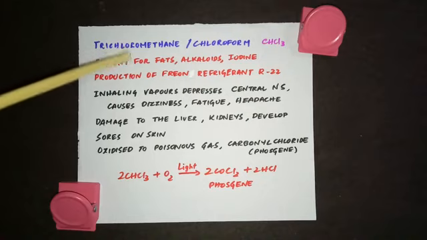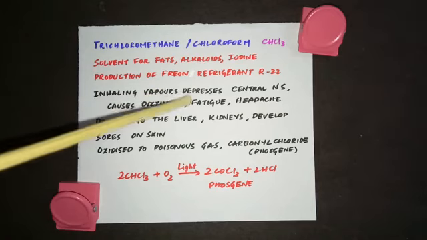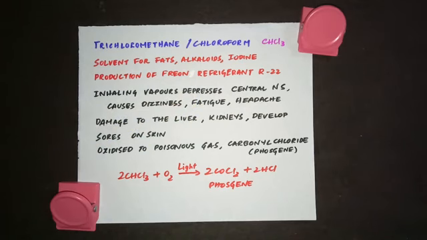This trichloromethane or chloroform you would have seen in movies. If you pour a little bit on a handkerchief and bring it closer to your nose, you can faint. Or you would have seen in some movies they use this to kidnap someone. So this chloroform, when you inhale its vapors, depresses the central nervous system, and it causes dizziness, fatigue, and headache. Fatigue means you feel very tired, and it will damage the liver, kidneys, and it will develop sores on skin.